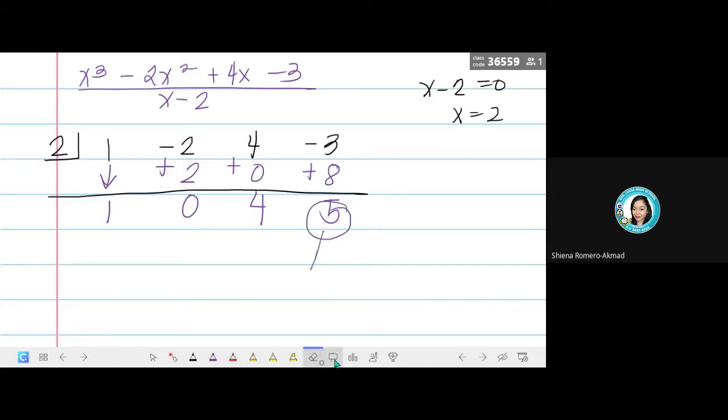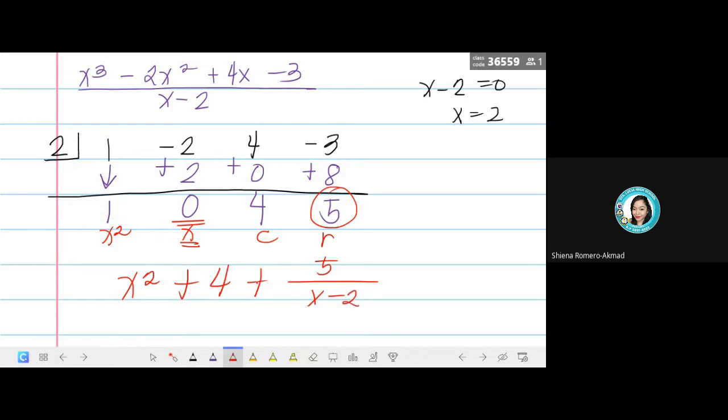Ay, ba't mali yung kulay ko? This will be the remainder. This is the constant. This is the x. This is the x squared. So dahil yung x natin ay naka-0, meaning wala na yung term na yon. If I am going to write the answer, it will be x squared plus 4 plus 5 over x minus 2.